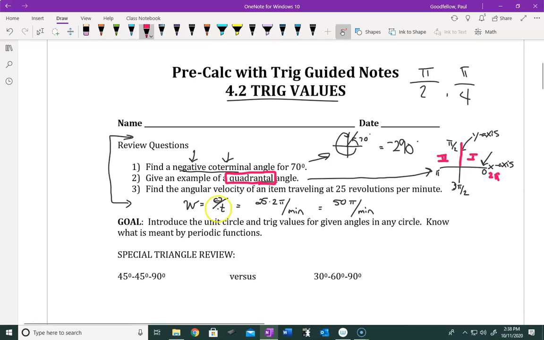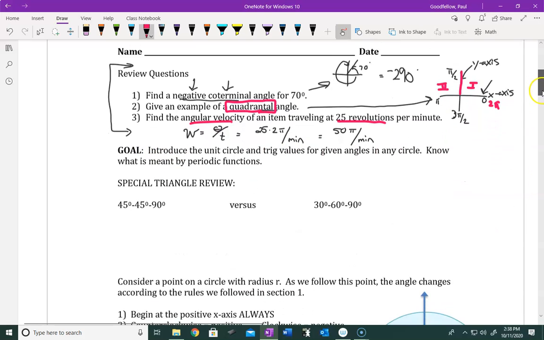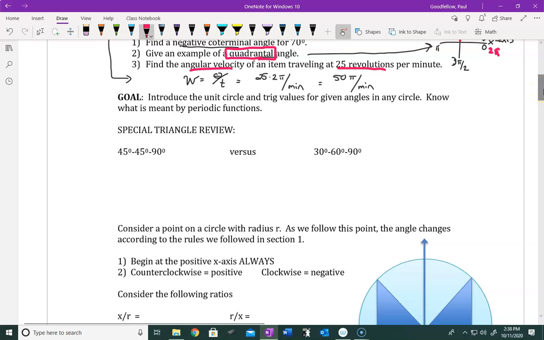The last one, number 3, was asking for the angular velocity, which is omega. Omega, which is w, is about theta over time. Since this is in revolutions, we've got to express it in terms of radians, because that's what thetas are always written in terms of. So I just multiplied 25 total revolutions times 2 pi, and it's 50 pi per minute. That's how you'd write your angular velocity. Okay, if you have to go back and look at those again, just pause the video, go back, and take a look at it a second time.